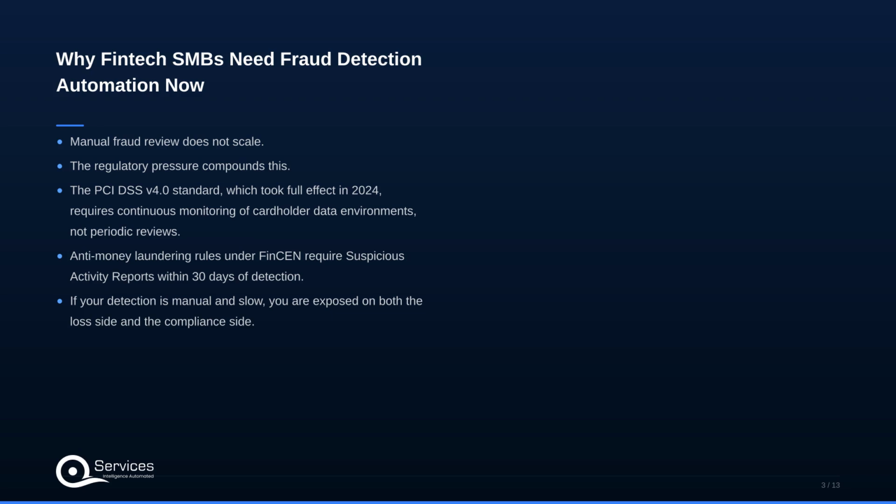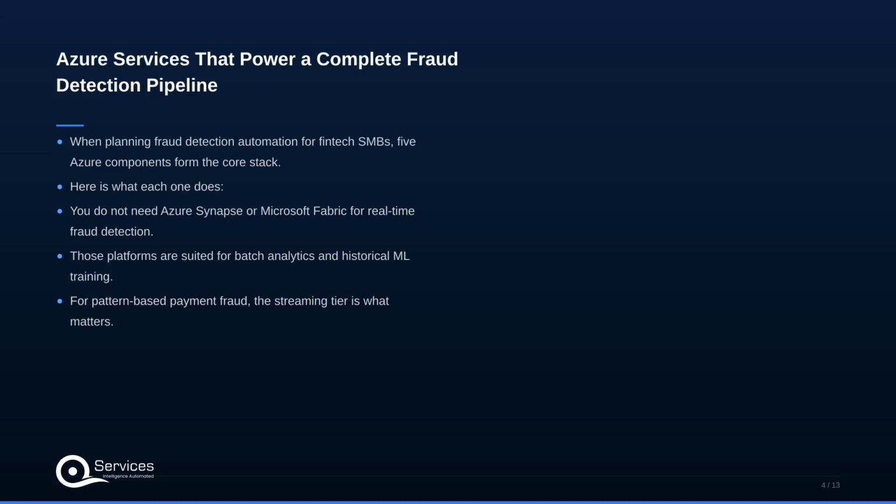The honest answer is that most fintech SMBs cannot afford a dedicated fraud data science team. But they can afford Azure, and that is enough to build something real. Let's talk about Azure services that power a complete fraud detection pipeline. When planning fraud detection automation for fintech SMBs, 5 Azure components form the core stack. Here is what each one does.